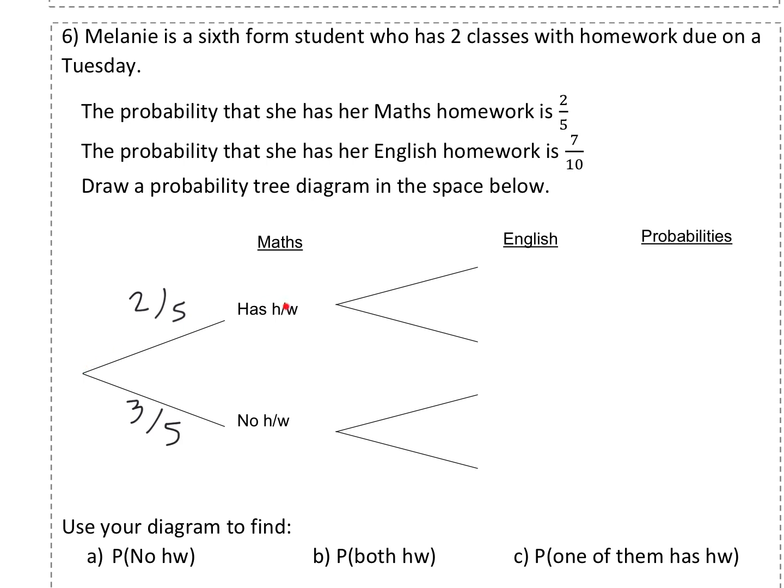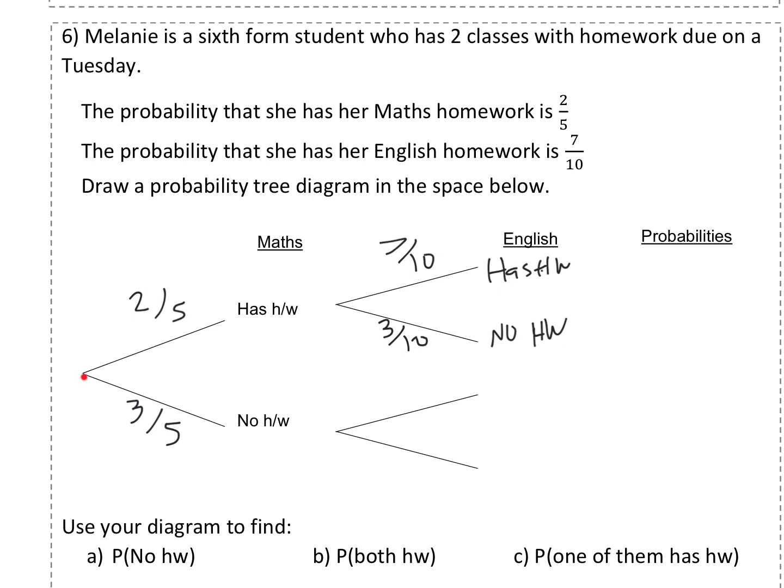If she has her maths homework done, doesn't really matter if she has or not, the probability that she's going to have her English homework done is going to be 7/10. So has her homework, and this one is no homework. If she does her maths homework, what's the chance that she doesn't do English? 3/10. Doesn't matter if she does her maths or not.